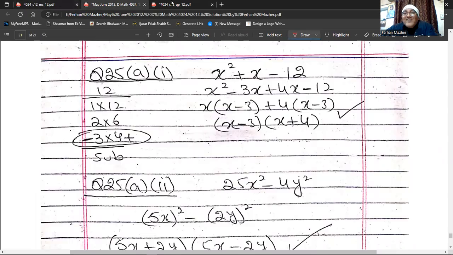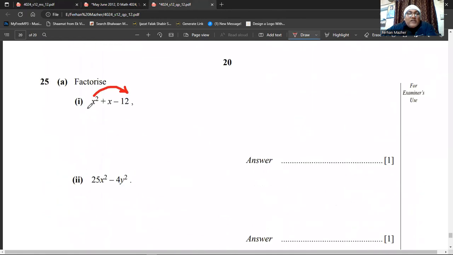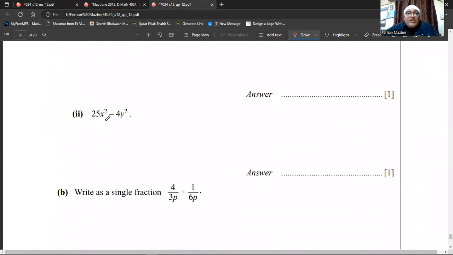So our answer is right. Okay, so question number 25 is second part. Here we have 25x squared minus 4y squared. You see, these two are perfect squares. So this is basically 2y and its square, and this one is 5x and its square.